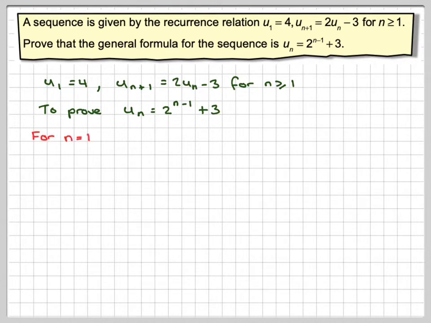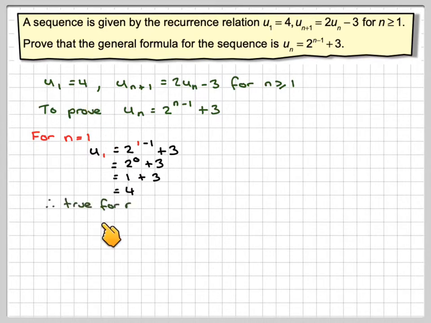Okay, so first step is we need to prove it true for a particular value. So in this case, it's going to be n is equal to 1. So u1 is going to be 2^(1-1), so we're using this formula here, plus 3. 2^(1-1) is 2^0, plus 3. 2^0 is 1. 1 plus 3 is 4, and we knew already that u1 is 4. So therefore, true for n is equal to 1.